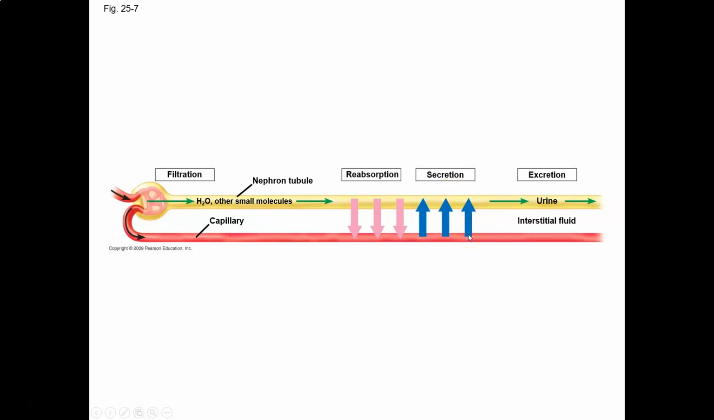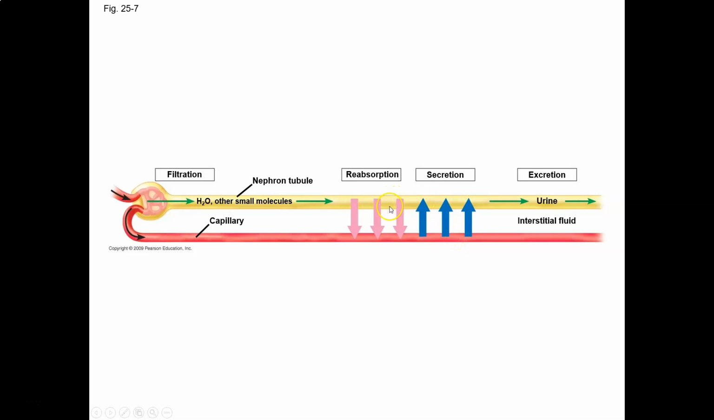First thing you need to know about secretion is it is an active process. That again means you must spend energy to secrete something when we're talking about urine formation. What we're going to do, this is our last-ditch effort to get rid of anything bad that is still in the blood.